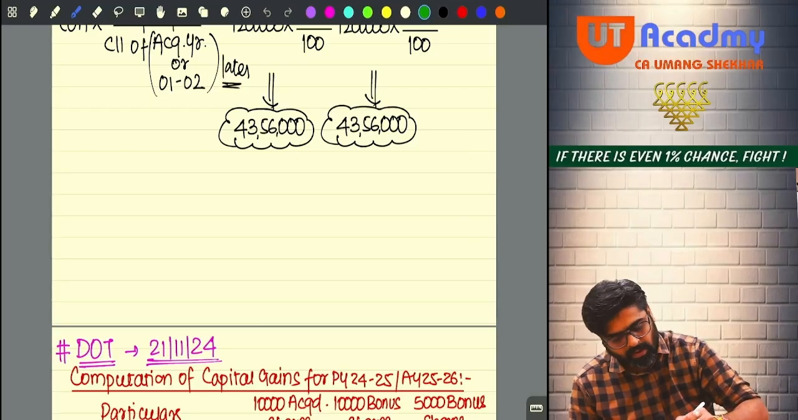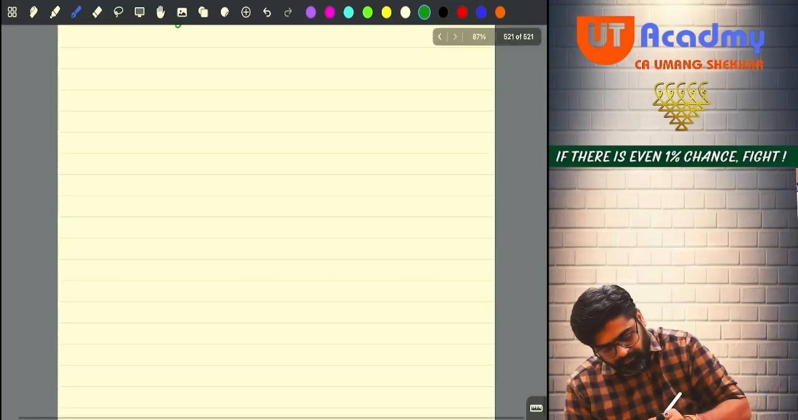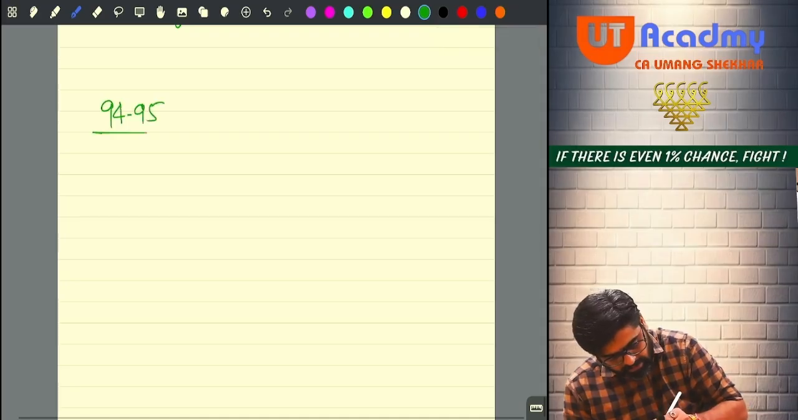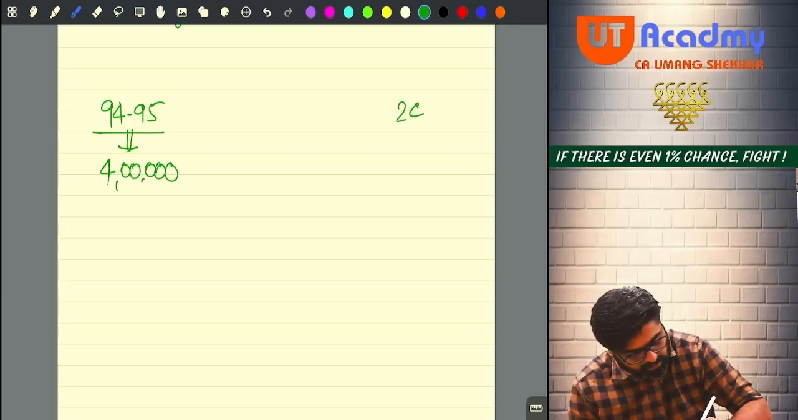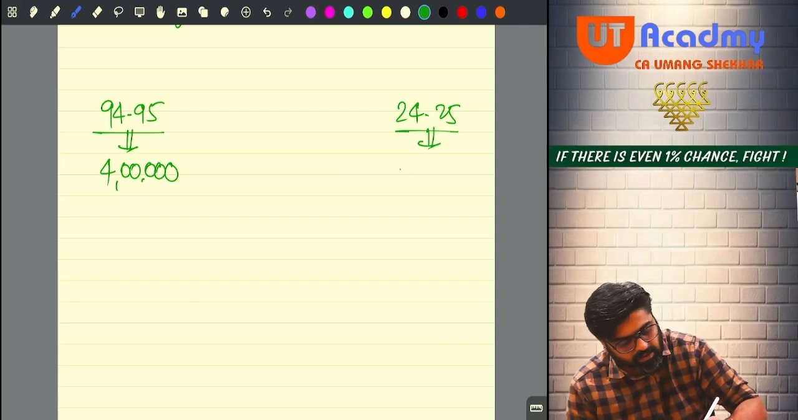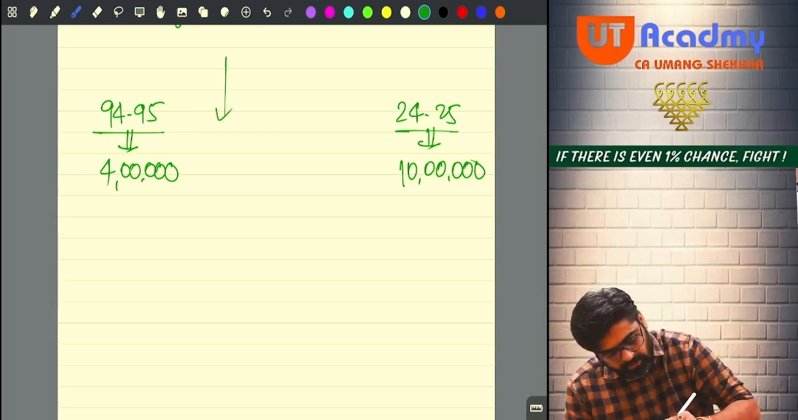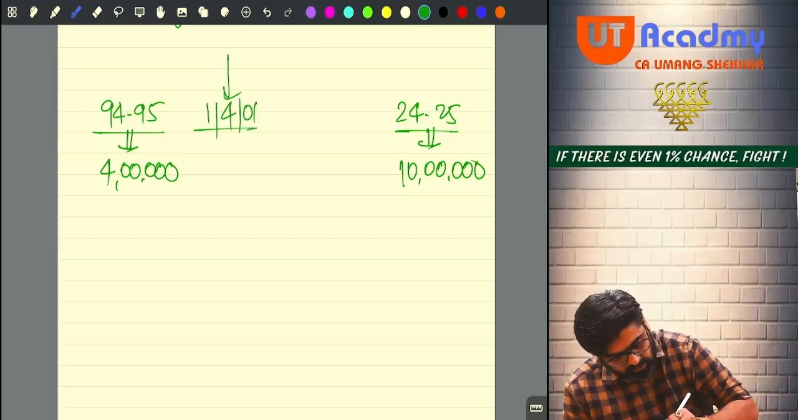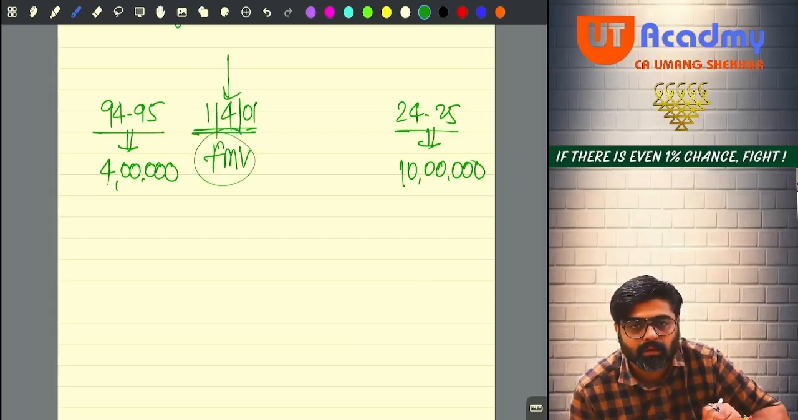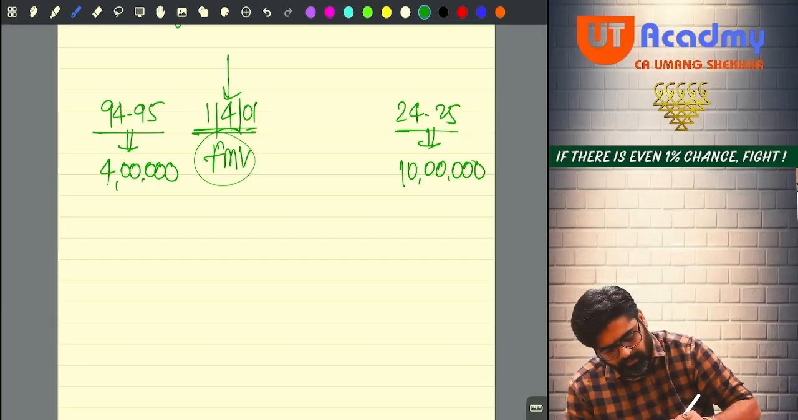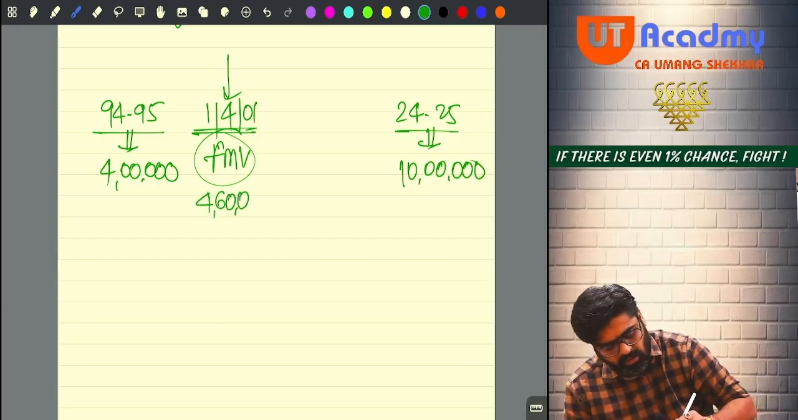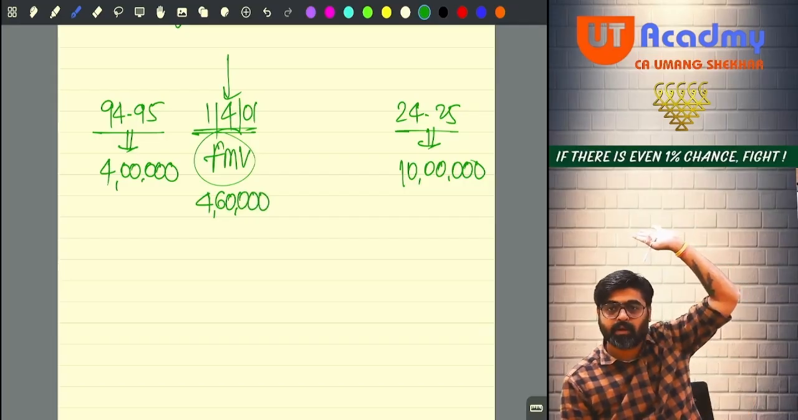In our example, you acquired in 94-95. So when you acquired the asset, what was the cost of that asset at that time? 4 lakhs. Yes or no? Now, in the year 2024-25, you are selling the asset for 10 lakh. But before that, there will be a date, 1st April 2001. On this date, we will take the fair market value. For example, the fair market value was 4,60,000. Possible or not? In the year 94-95, you bought for 4 lakh.